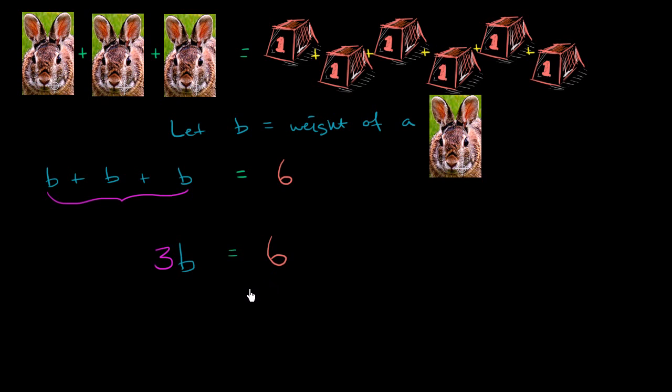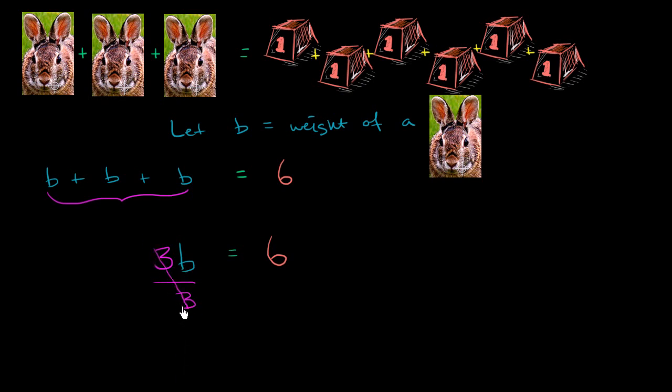But we're going to do it logically so that you can later do much, much harder problems that are hard to do in your head. Well, if you have 3 times something and you just want 1 times that something, the best thing to do might just be divide by 3. So if we divide by 3 right over here, 3 times b divided by 3, well, that's just going to end up with a b.